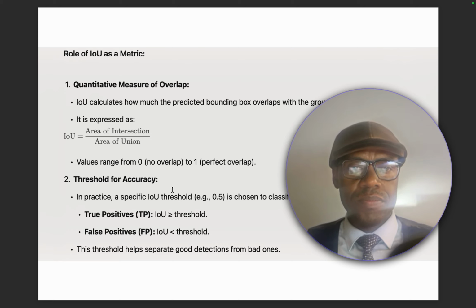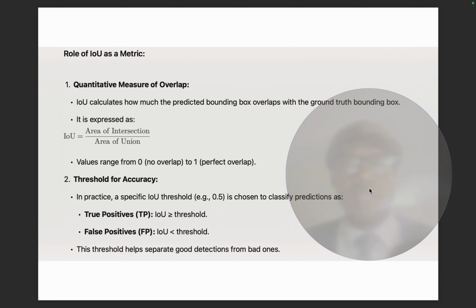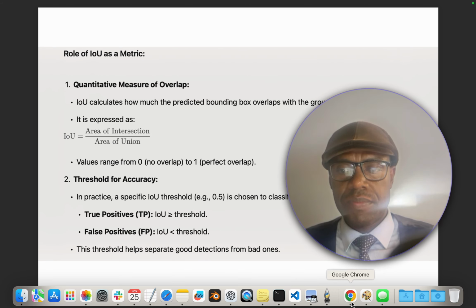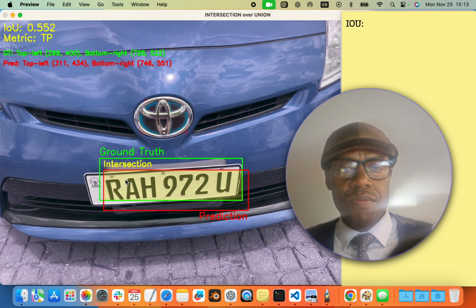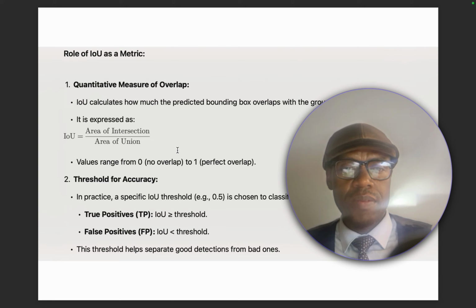The first role, quantitative measure of overlap. IoU calculates how much the predicted bounding box overlaps with the ground truth bounding box. How much is reflected here. Values of IoU range from 0 to 1. 0 means no overlap at all, and 1 means perfect overlap.